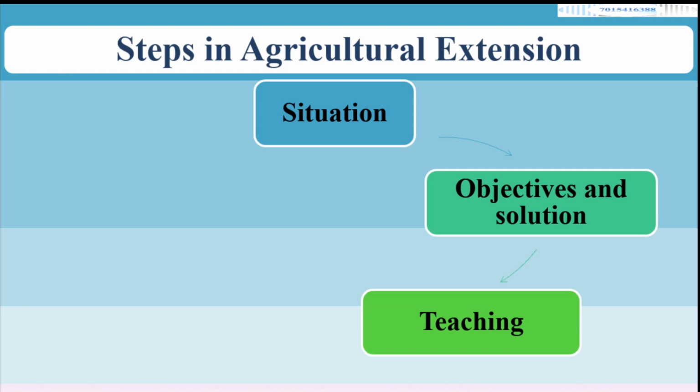Next is teaching. After preparing the roadmap, after getting the solution, the extension worker will have to give the solutions by teaching the farmers. And next is evaluation. It means after giving the teaching methods, after teaching the farmers, the extension worker will have to evaluate the process, whether it is going in the right direction or not.